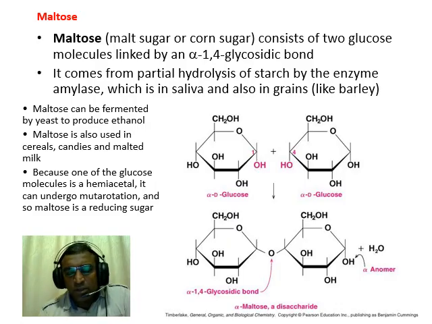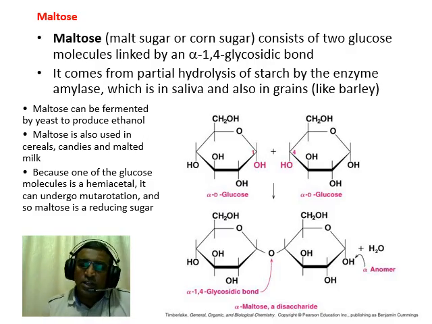And then maltose is a reducing sugar simply because one of its sugars, the glucose, has the hemiacetal. Of course, the other glucose is already bonded with the glycosidic bond, therefore it is unable to mutarotate. But the neighboring glucose has hemiacetal, therefore it can mutarotate to reveal its carbonyl group, and hence it's a reducing sugar on a whole as maltose.